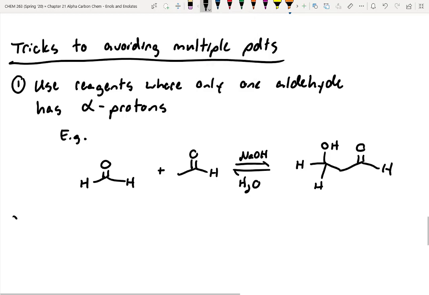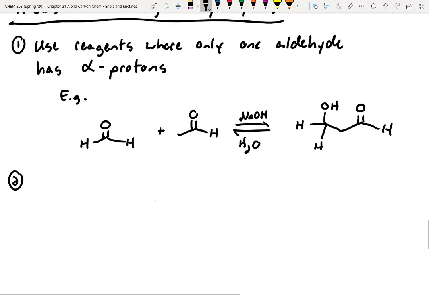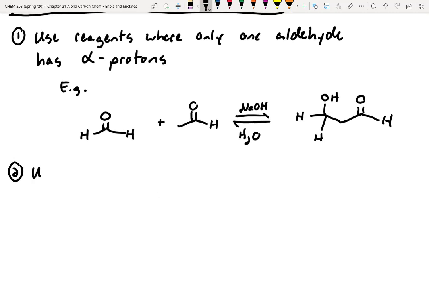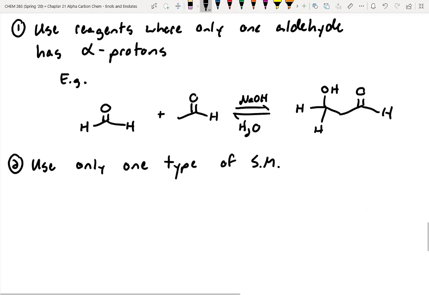The second workaround is simply to use only one type of starting material. That's essentially what I showed in the last video. If you do an aldol reaction where you're only using one aldehyde, you're only going to get one product. So really that's not even an example of a cross aldol, but it avoids complicated reaction mixtures.